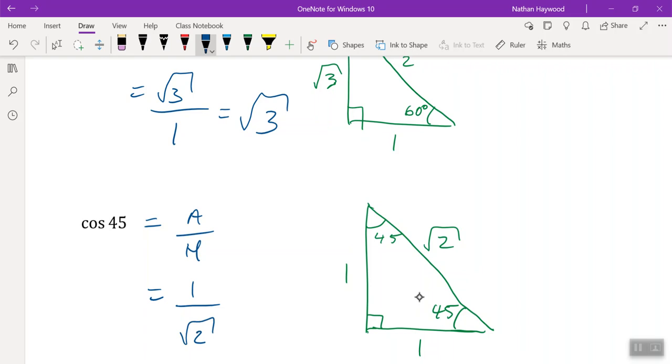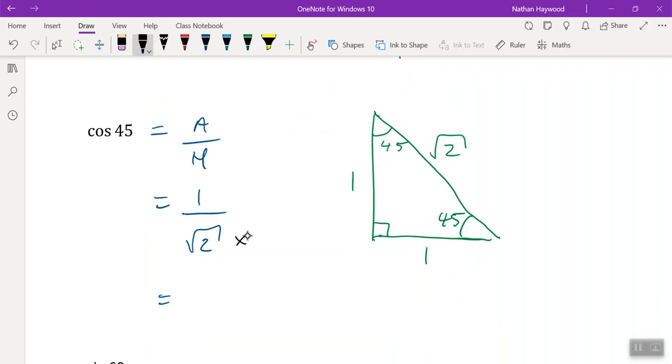exact answer. Now, if you remember your surds, you need to rationalize the denominator. Mathematicians don't like square roots on the bottom, so we multiply whatever the square root is on the bottom, on the top and the bottom. So we've eliminated the square root on the bottom of the fraction.